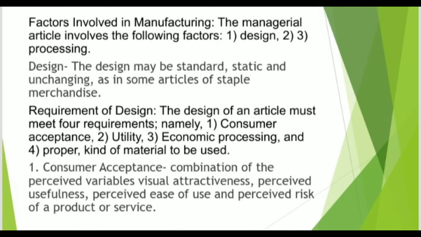Factors involved in manufacturing. The manufacturing of an article involves the following factors: design, choice of materials, and processing. Design. The design may be standard, static, and unchanging, as in some articles of staple merchandise. Requirements of design. The design of an article must meet four requirements, namely consumer acceptance, utility, economic processing, and proper kind of material to be used.